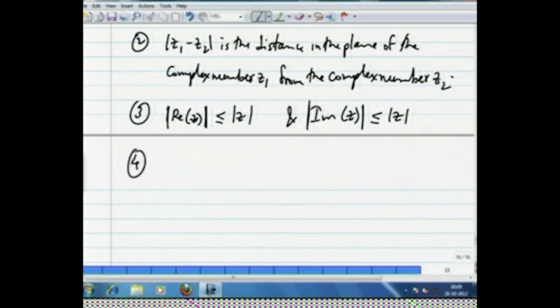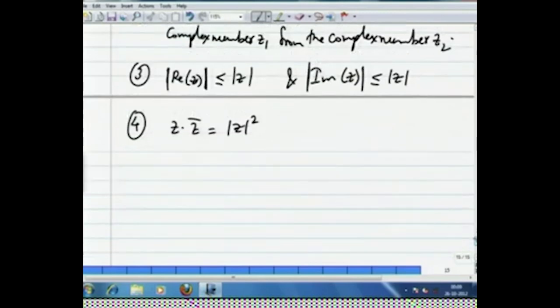The fourth of the properties is that the multiplication of a complex number by its conjugate gives the square of its modulus. So, this is an exercise, please verify this: multiply the number with its conjugate and then try to show that it is equal to the square of the modulus. And the fifth and one important property of modulus is the triangle inequality.